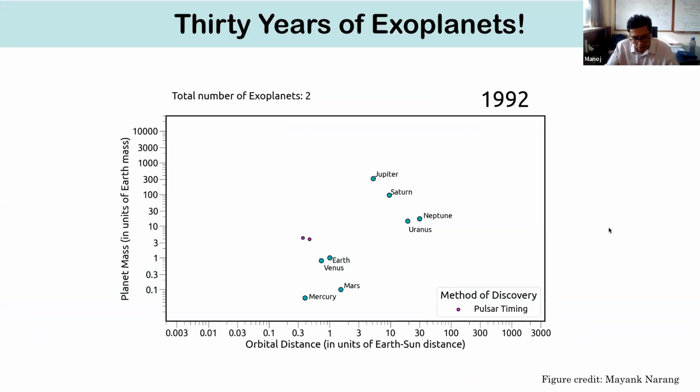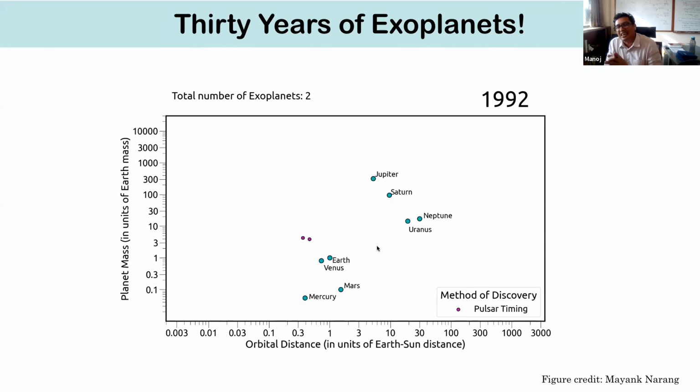I want to talk about demographics, but before that, I wanted to provide the context. It has been 30 years since the first planet around an astrophysical object outside of our solar system was discovered. Until about 1992, our solar system was the only planetary system that we knew of, and that is what I've shown here. You see the 8 planets in our solar system, and then these 2 purple ones.